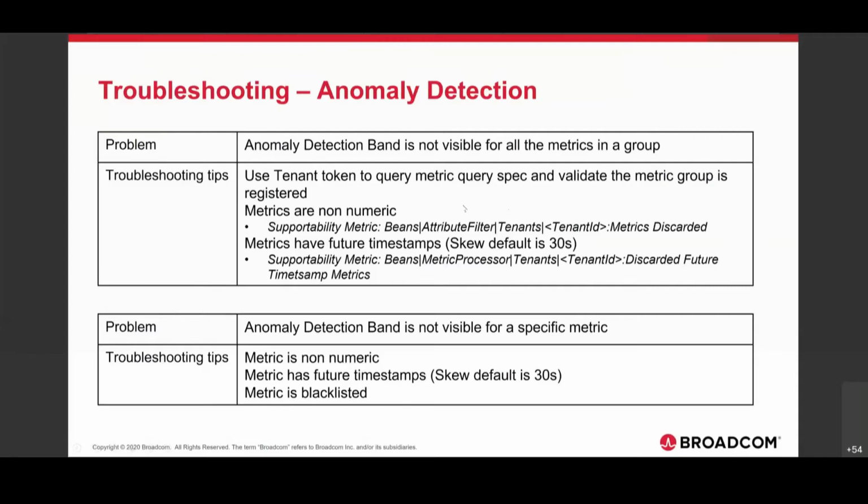And the next one is, if by mistake, your anomaly detection works on numeric metrics, and the regex or the group is created with string metrics or non-numeric metrics, they will automatically be discarded. So that is the other case. We have to make sure that we have the right metrics configured for anomaly detection. That is directly visible on the supportability metrics. We can directly see if the metrics are getting discarded. It will automatically show that the metrics are not coming in.